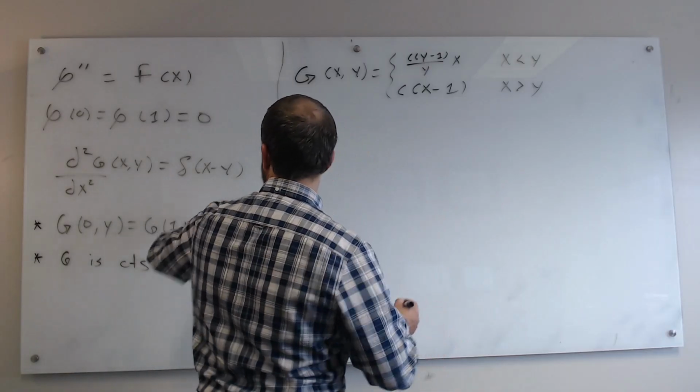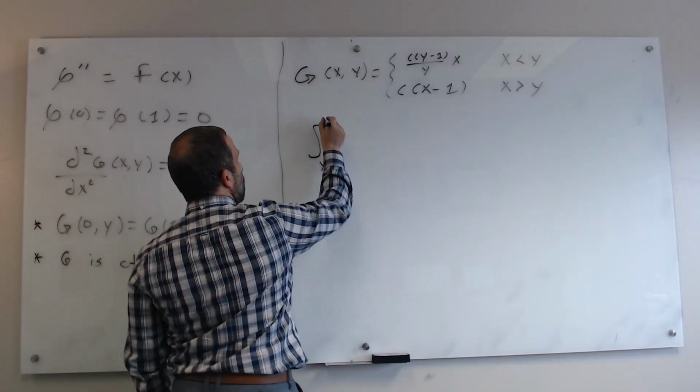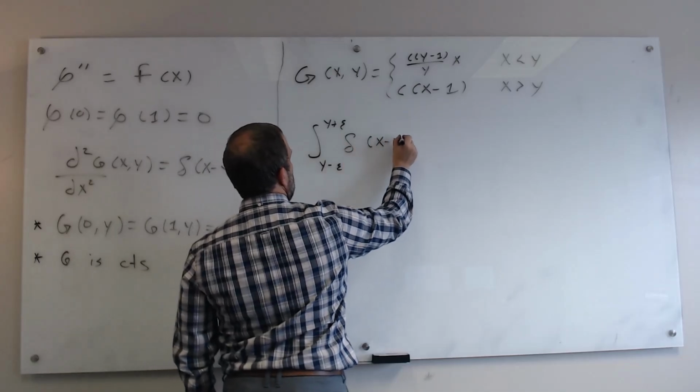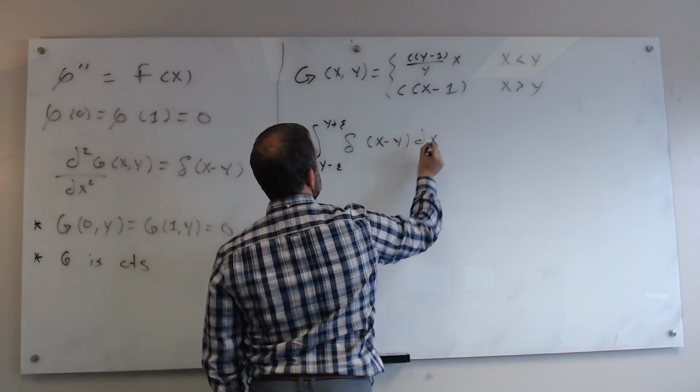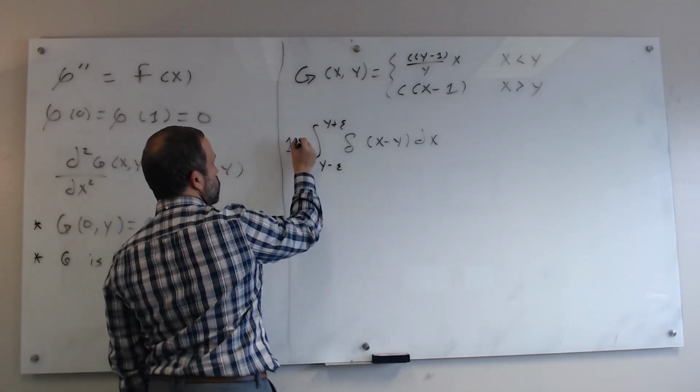But I'm going to integrate this from y minus epsilon to y plus epsilon. And I've got delta of x minus y dx. Now I'm integrating over y, like y is in this interval, so I know this is equal to 1.